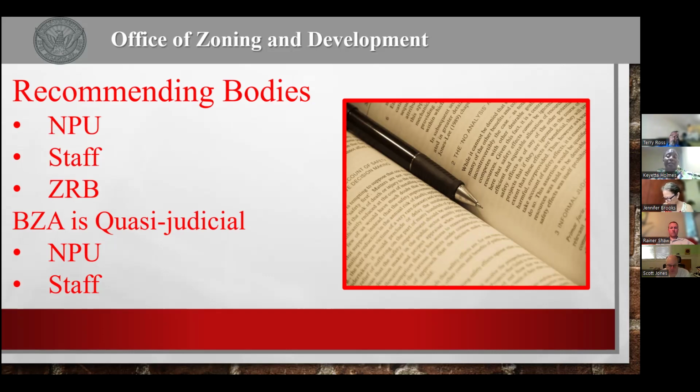There's no more conversation with regard to the BZA. Only in the consequence of an appeal, which means someone is appealing a decision of the BZA, will that item continue. But it does not continue in a city body. It continues in the court system via an appeal.